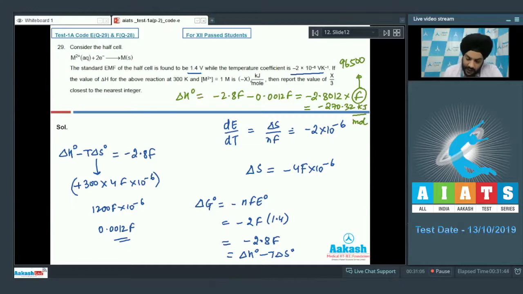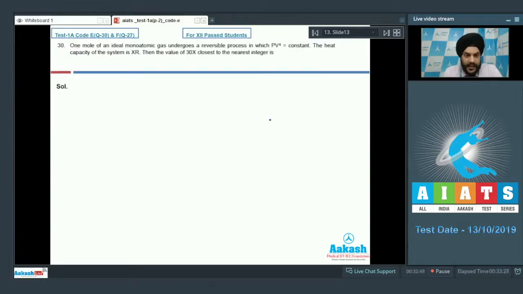So students, the value of X, as we can see, comes out to be equal to 270. So the value of X by 3, which is closest to the nearest integer, has to be reported as 90. So students, for this question, we have to mark the correct answer as 90. Let us look at question number 30 now, students.